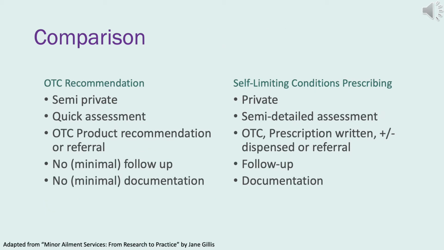It's important to compare and contrast OTC counseling to self-limiting conditions prescribing. How are they different? The difference is not just that a prescription is written when prescribing for a self-limiting condition. After all, some self-limiting conditions may have OTC products as their best treatment. Differences, however, include that full privacy is a must for self-limiting condition prescribing, as opposed to being performed in the pharmacy aisle like for OTC recommendations. The assessment process must be more detailed, the follow-up more formalized, and thorough documentation is required.